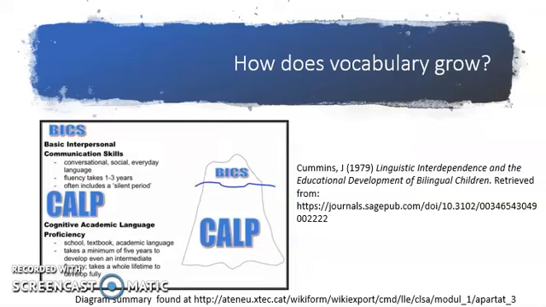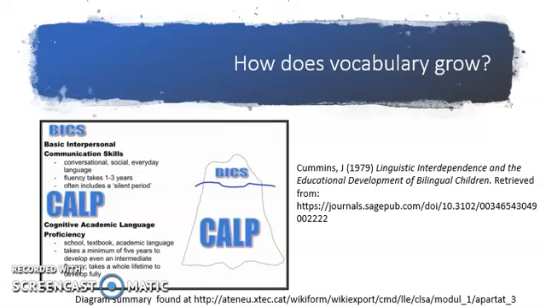Vocabulary is generally also divided into two levels, BICS and CALP. BICS stands for Basic Interpersonal Communication Skills, and CALP, Cognitive Academic Language Proficiency, as theorized by Cummins in 1979. The lower vocabulary levels represent the language required for everyday contexts, whereas the higher vocabulary levels begin to address the more academic language required in school and beyond.